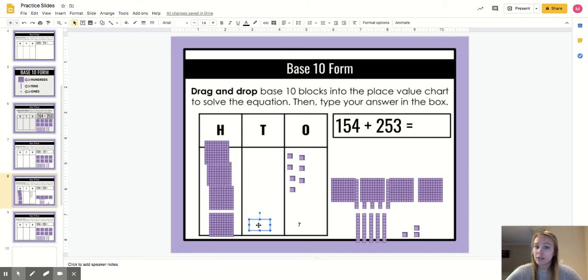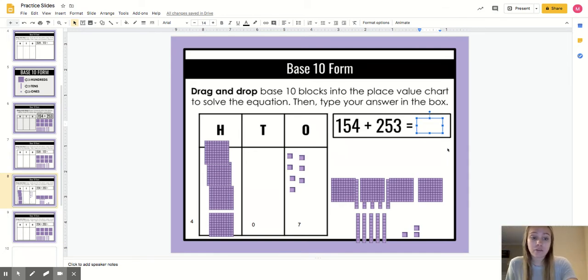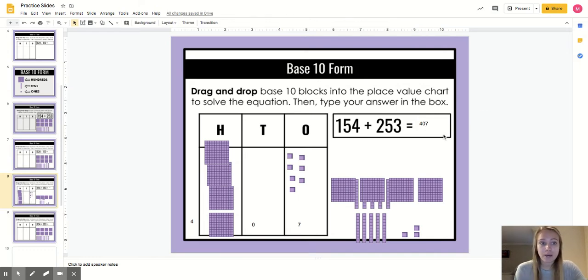So now what do you notice in the tens column? I don't have any tens left. So I'm going to put a 0 there and hiding underneath here, I've got 1, 2, 3, 4 hundreds. I'm going to squeeze a 4 in right there. As you can see, I have 4 hundreds, 0 tens, and 7 ones. That makes 407. So I would type my answer right in this box.